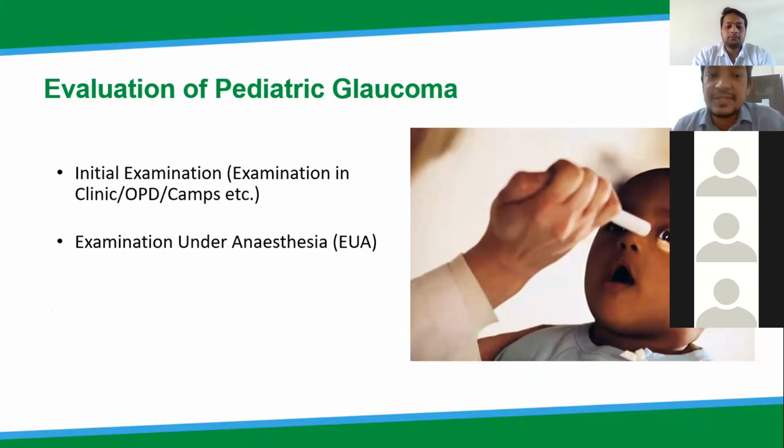Since these children are very small infants, most of the time less than 1 year of age, they will not allow you to perform critical examinations like slit lamp examination, measurement of intraocular pressure, or measurement of refractive error in a normal condition. So they need an examination under anesthesia to establish the diagnosis, because there are other conditions that mimic signs like pediatric glaucoma but are not pediatric glaucoma. So it's very important to establish the diagnosis.